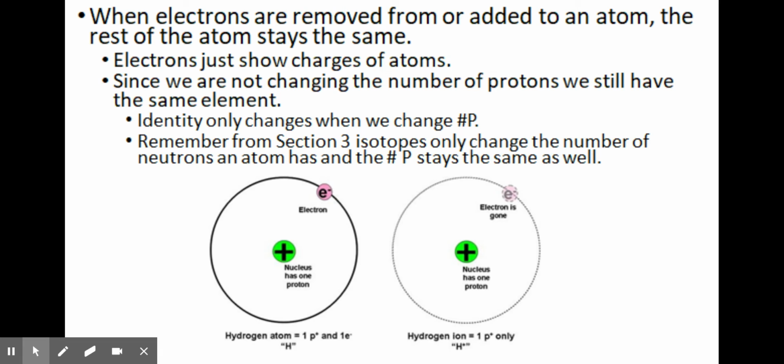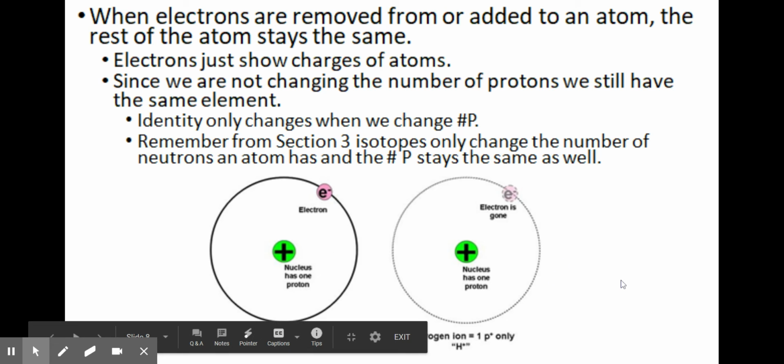When electrons are removed or added to an atom, the rest of the atom stays the same. So electrons just show charges of the atoms. Since we're not changing the actual numbers of the protons here, we're still going to have the same element. So the identity only changes when we change the number of protons. And from section 3, where we talked about isotopes in lessons 13 and 14, isotopes only change the number of neutrons, okay? And the number of protons stays the same as well, okay?